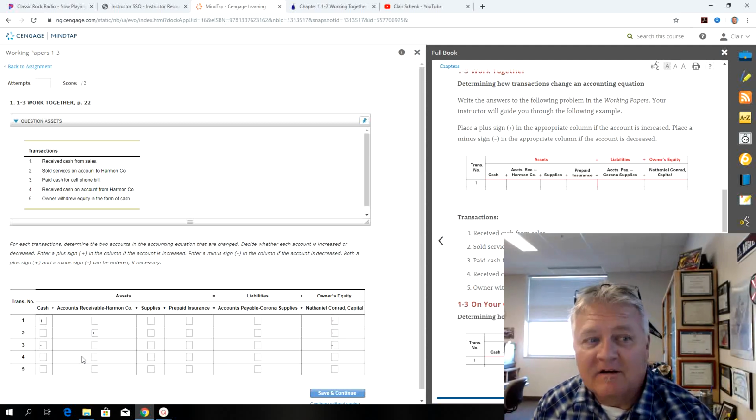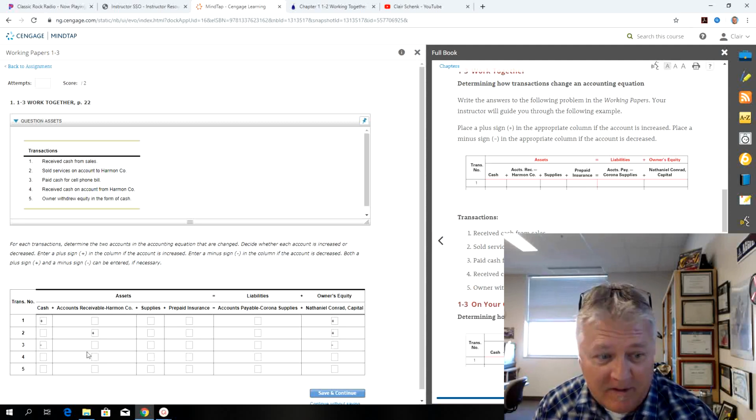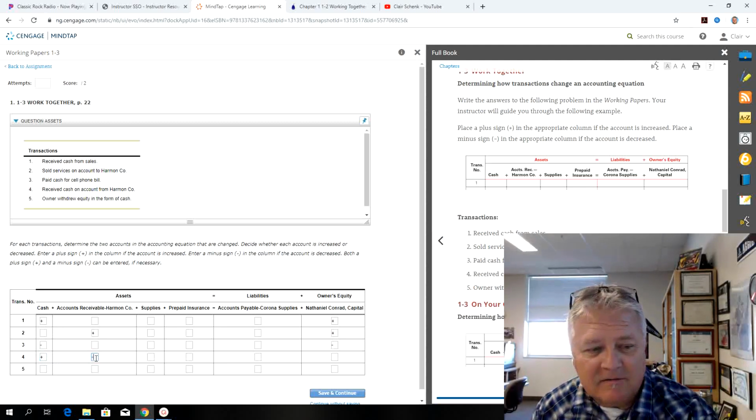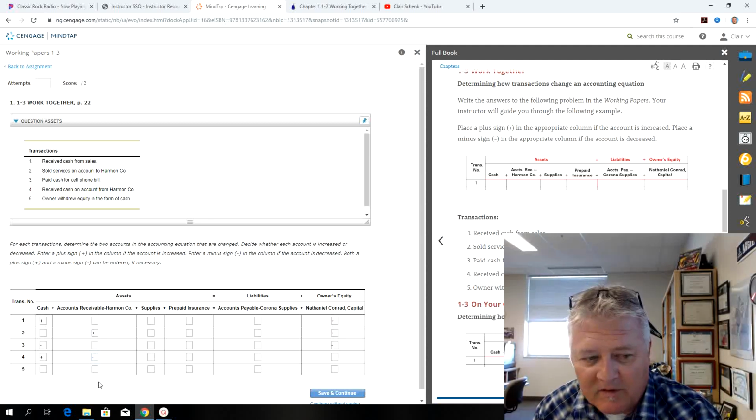So the next transaction is receive cash on account from Hammond Company. Well, they paid us, so that increases our cash, which is an asset, and it decreases their accounts receivable, so they owe us less money.